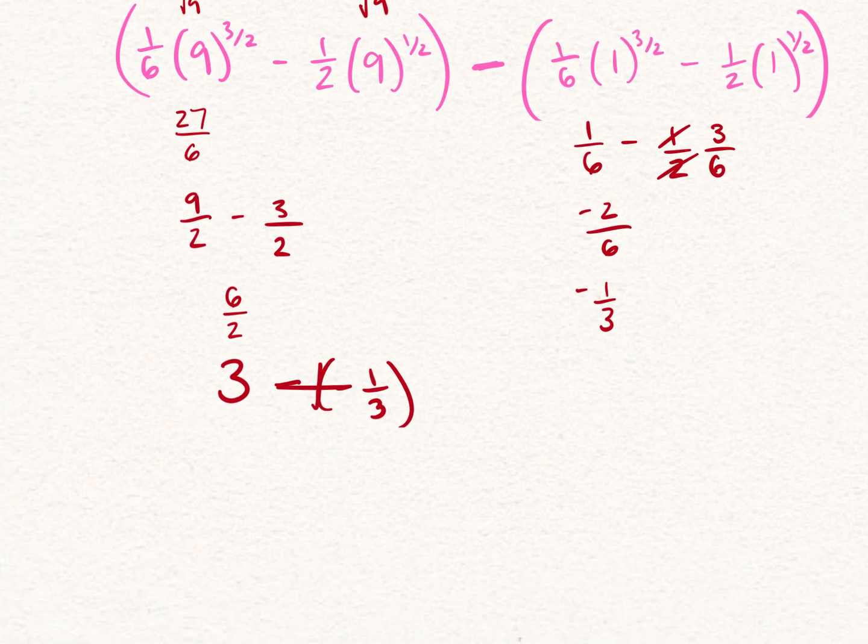Then we need a common denominator again. This would change to 9 over 3. So 9 plus 1 would be 10 over 3.